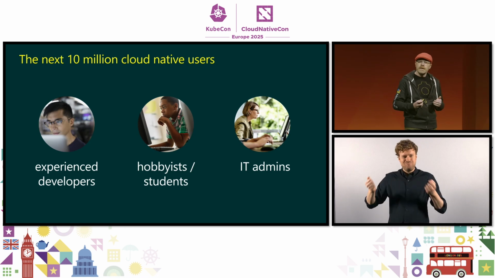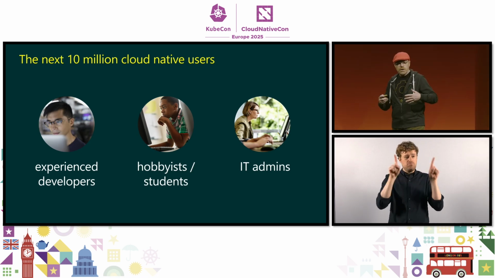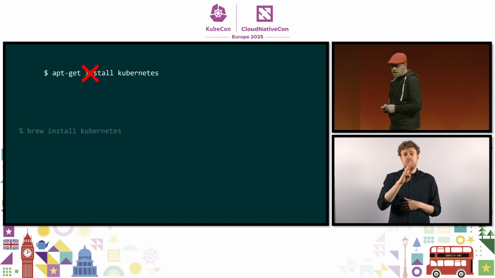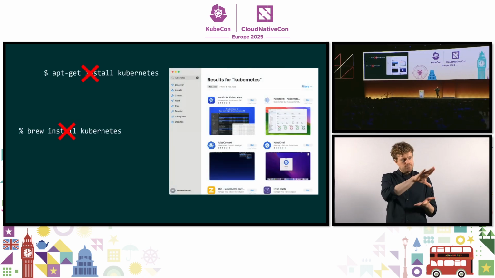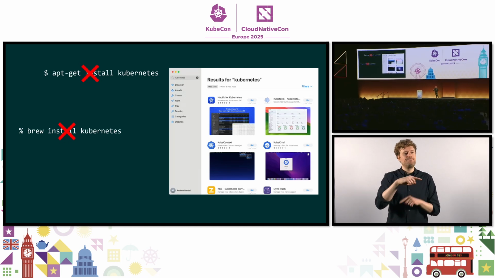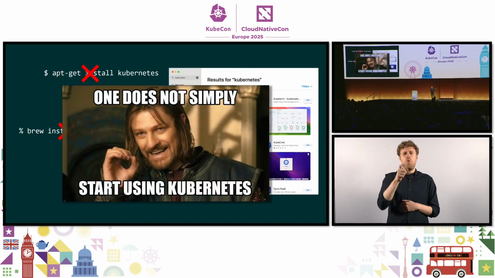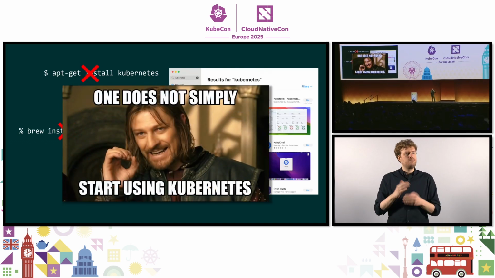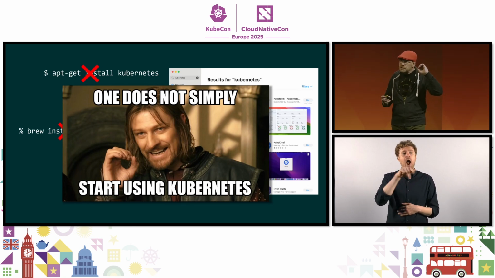And as they come on board, what's their user experience going to be using Kubernetes today? Well, the first thing they're going to discover is that there's no one thing called Kubernetes to go install. There's no apt-get or brew install, or if I look on an app store, I don't find the app called Kubernetes. So it becomes pretty clear that one does not simply start using Kubernetes.